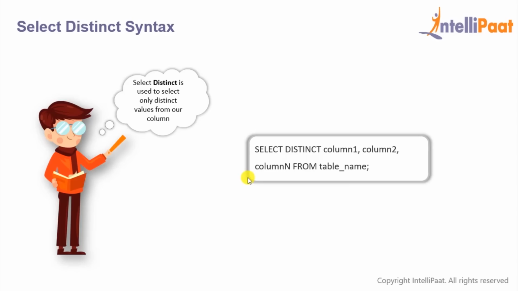So a column often contains many duplicate values. And sometimes we'd want to extract only the distinct values from the column. So this is where select distinct comes in. So the syntax of select and select distinct is pretty much the same.